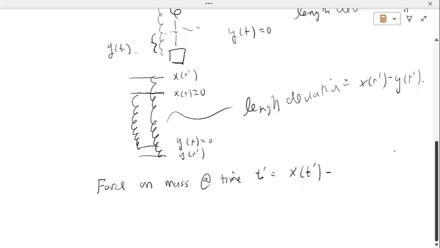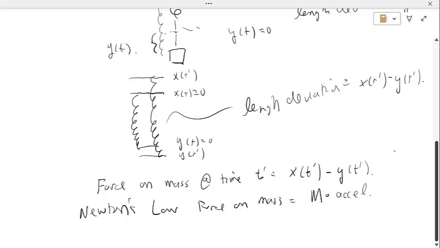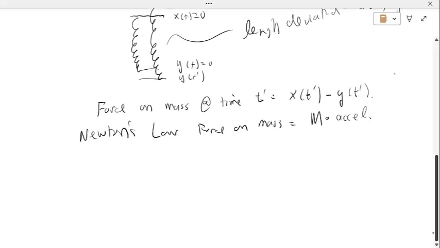Minus y of t prime. Okay. Now at this point you need to know Newton's law, which he doesn't say, but I'm telling you. Newton's law says that the force on the mass is equal to the mass times the acceleration. Okay. Now in this case the acceleration is equal to the second derivative of the position.